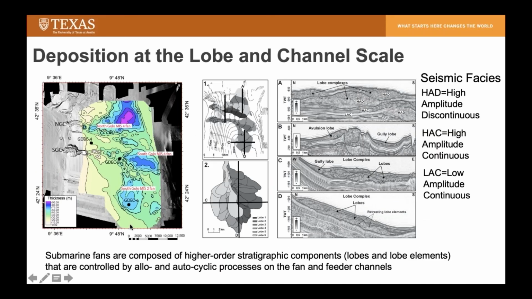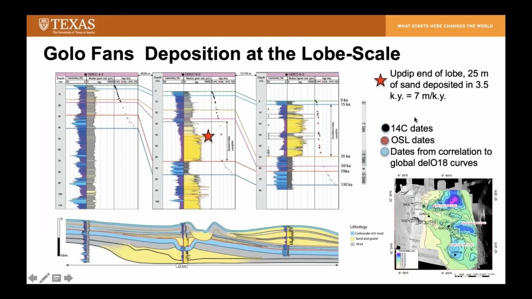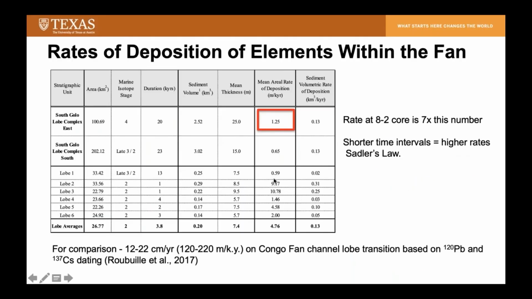At the channel and lobe scale, we see these individual elements, which Gladys talked about in her talk. Based on OSL dating, we get very high rates of deposition at the channel lobe transition, with the up dip end of the lobes showing up to 25 meters of sand deposited in 3,000 to 7,000 years. And so for individual lobe elements, we could see locally very high rates of deposition with somewhat lower mean rates of deposition. You see here about a meter per 1,000 years on average, and locally much higher rates, up to 10 meters per 1,000 years, where the sample was near the channel lobe transition.